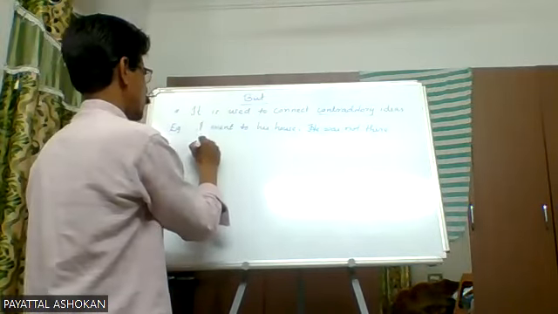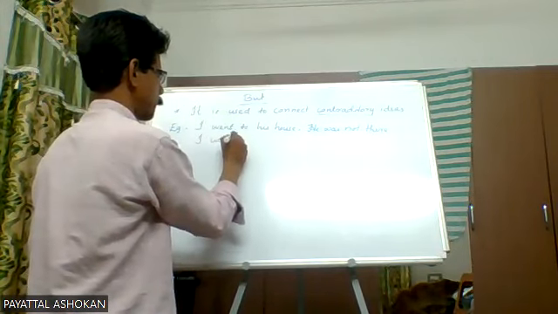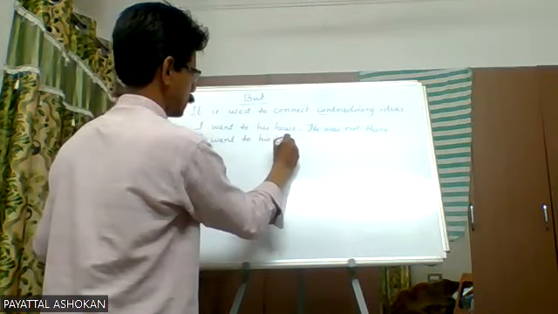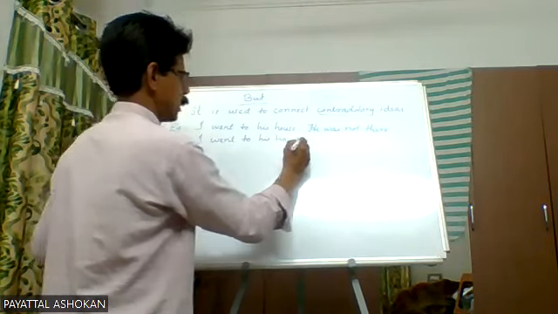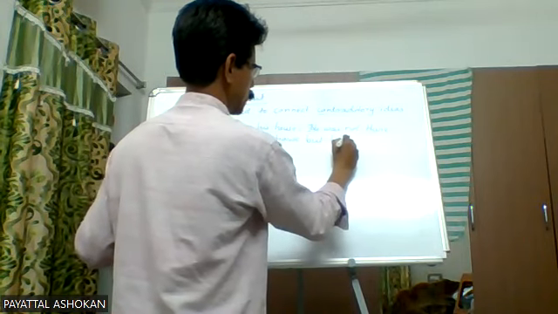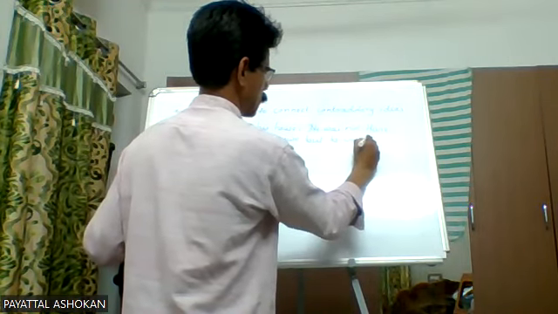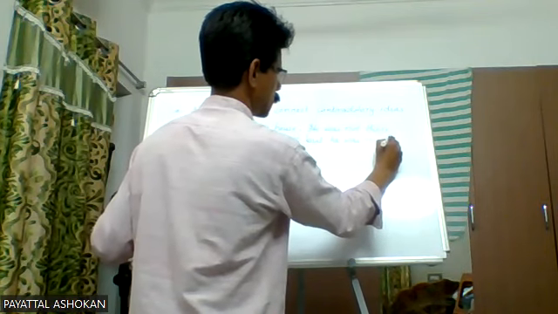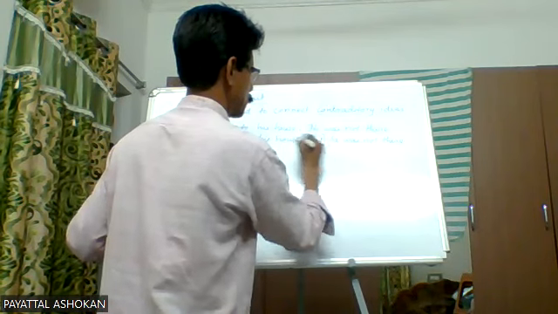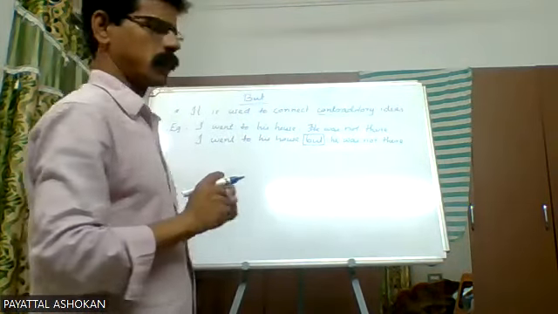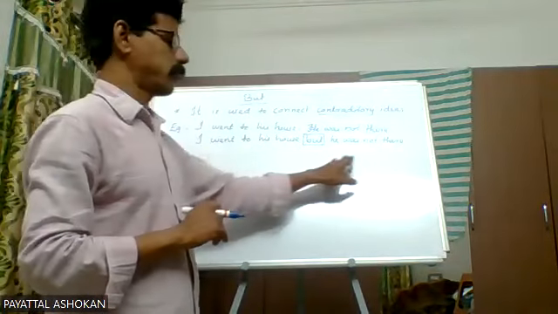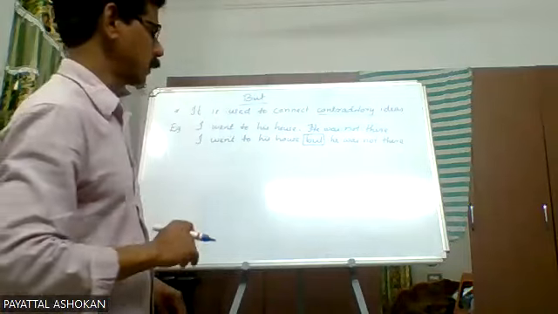This sentence we have to connect with "but". I went to his house, but he was not there. Here, I went to his house, but he was not there. These are two opposite ideas we connected by using "but".